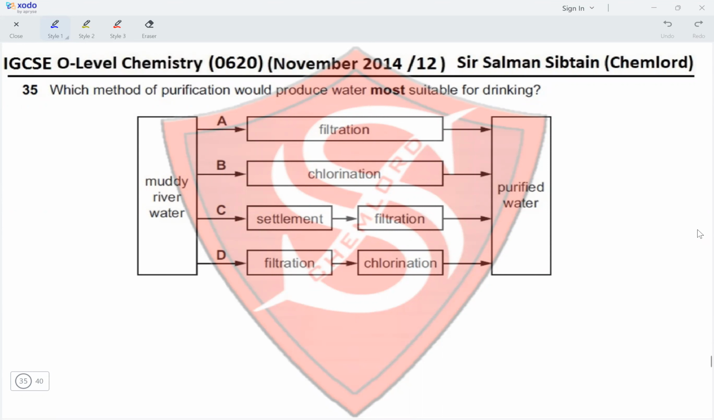Question 35. Which method of purification would produce water most suitable for drinking? Direct filtration of muddy river water, chlorination of muddy river water, settlement and filtration of muddy river water, or filtration and chlorination of muddy river water. So out of these options, if we filter the muddy river water, the mud is removed and all insoluble solid matter will be removed. And by chlorinating it, we would kill bacteria. And by doing so, the water will become good enough to be used for drinking. So this makes option D the correct option for this question.